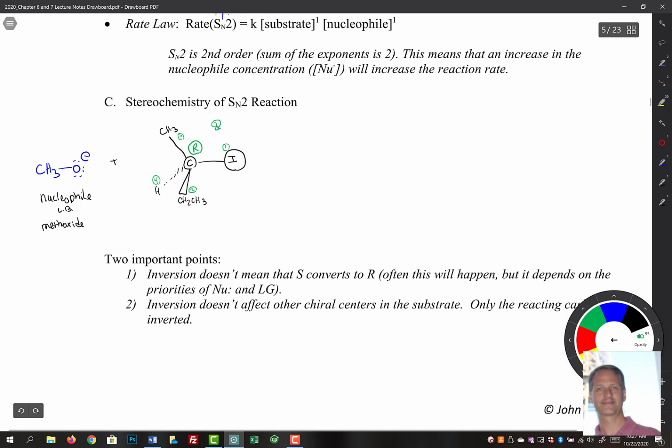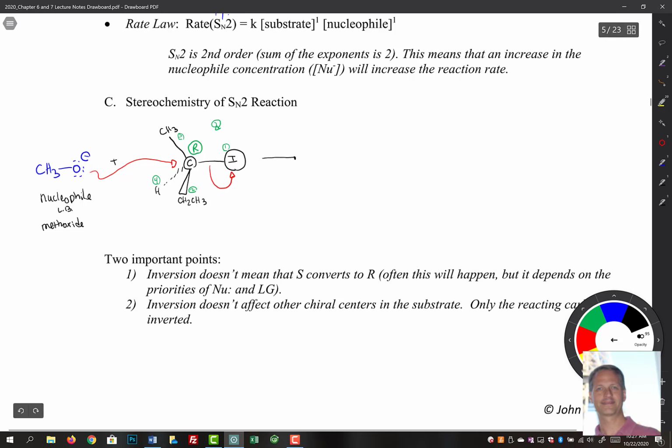Okay? So what's going to happen then is this methoxide needs to come over here, and it hits the backside of this carbon. It turns out that it's one of the anti-bonding orbitals of carbon, and we don't get into an orbital description of the SN2 reaction. It's just too much, in many cases, at this level. But it's something that's interesting if you go on. So carbon and oxygen make a bond, and then bam, we kick off iodide.